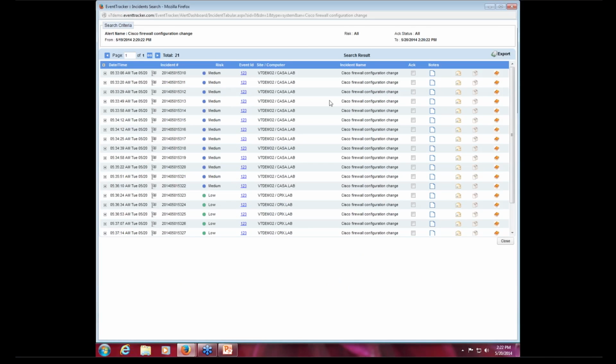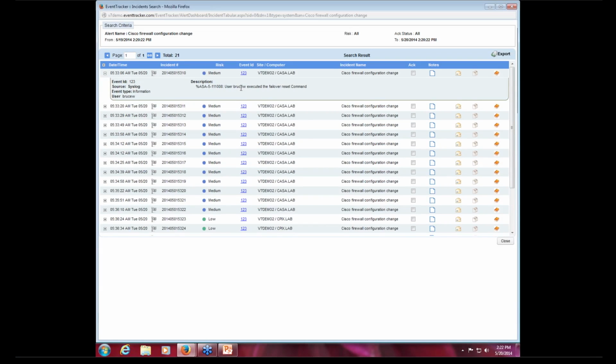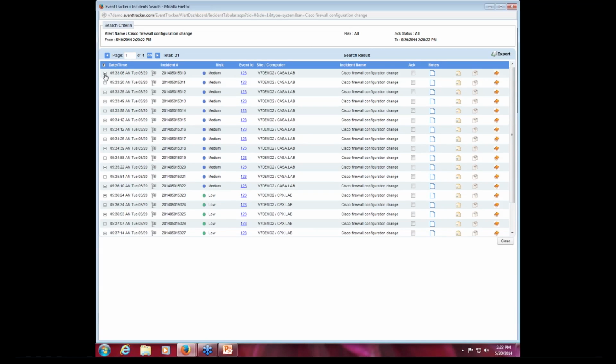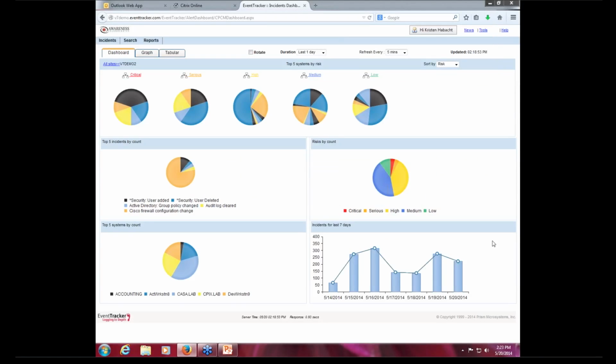21 changes to a Cisco firewall. So for instance, Bruce W. has executed the failover reset on this ASA that's sitting somewhere in the lab environment. It may not be such a big deal because it's in the lab environment, but if it's a production, that's certainly something that you should pay attention to because firewalls guard entire segments of the network.